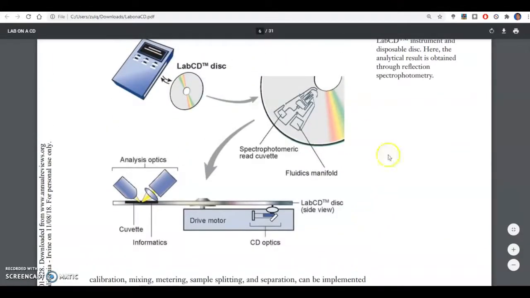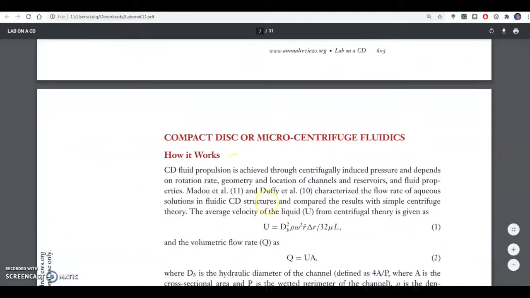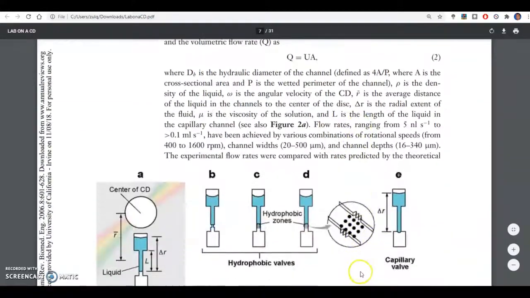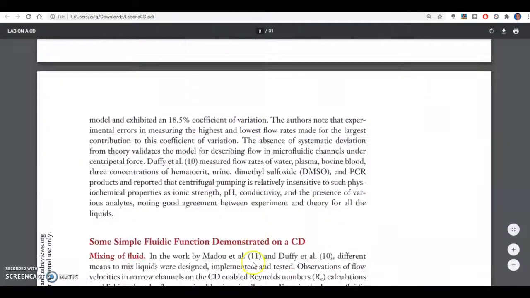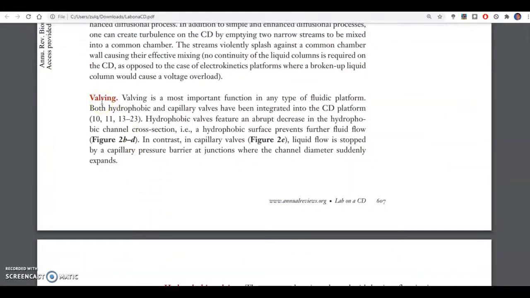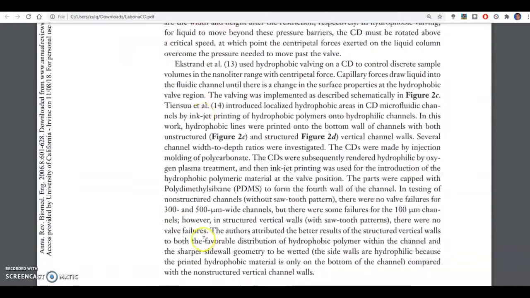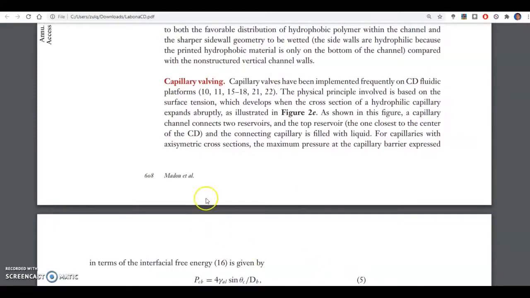Okay, so basically this is what a lab on a CD means. There's a CD that can actually have valves and chambers in it. When rotated, you can do a lot of things on it. You can mix them. You can read about how it works here. You can mix liquids in it, and you can do valving. Valving means you allow the flow of fluid at a certain time and in a certain way. You can do capillary valving, hydrophobic valving, and so on.